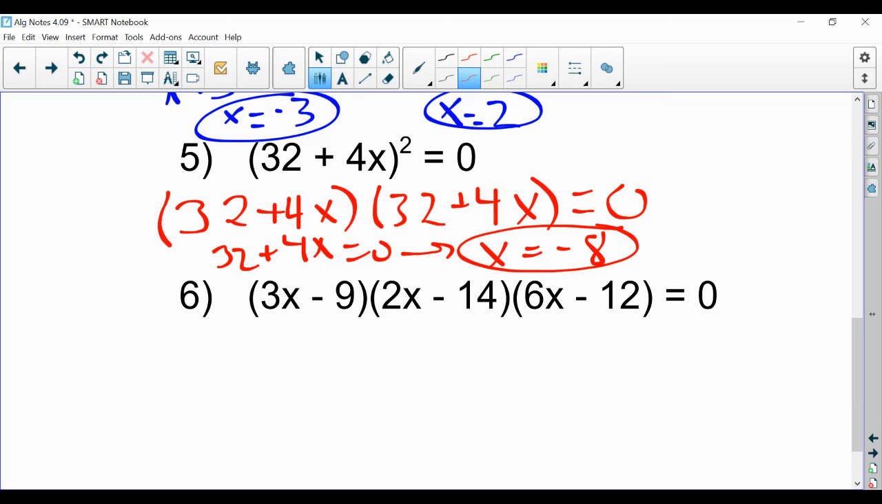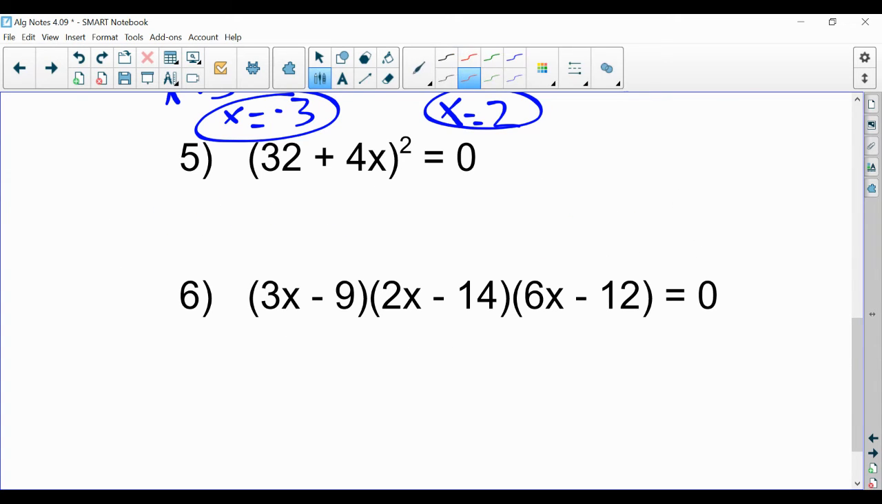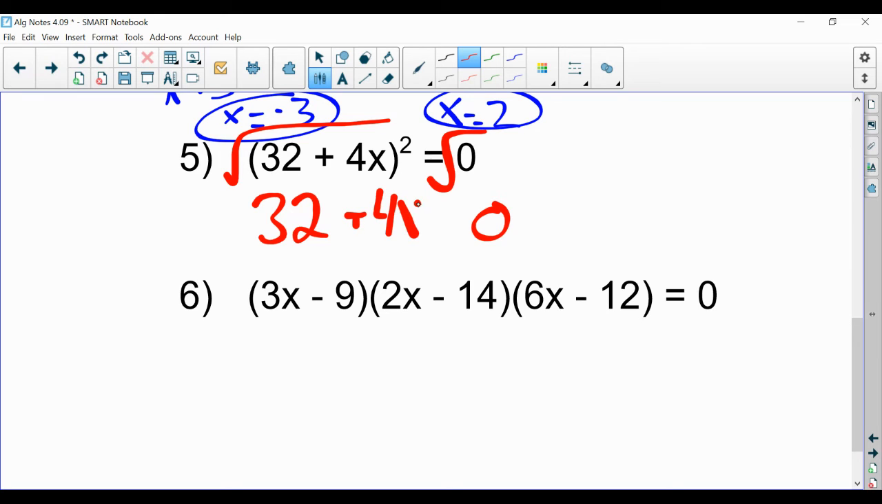Let me look at this another way, and solve it a little more conventionally. What I could do is take a square root of both sides. And the square root of 0 is 0. And the square root of 32 plus 4x squared is 32 plus 4x. And then it turns into a chapter 1 equation. Either way, I get x is negative 8.